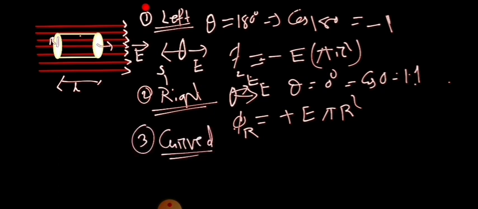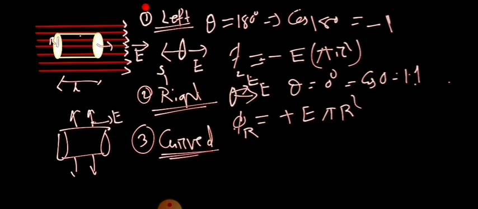Third, the curved surface. You see this is the curved surface, and here is the outward normal, here outward normal, here outward normal. The electric field is like this. So for the curved surface, theta is equal to 90 degrees, so cos 90 is equal to 0. So the flux through the curved surface is equal to 0.